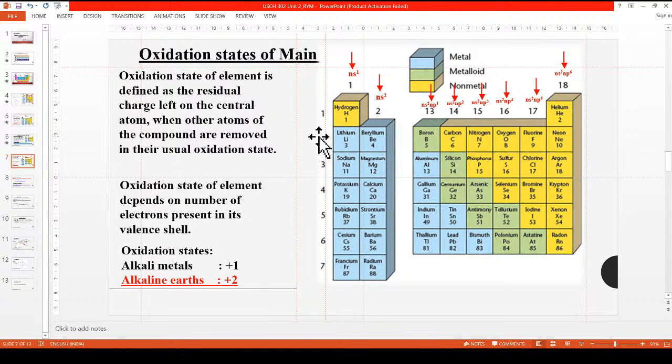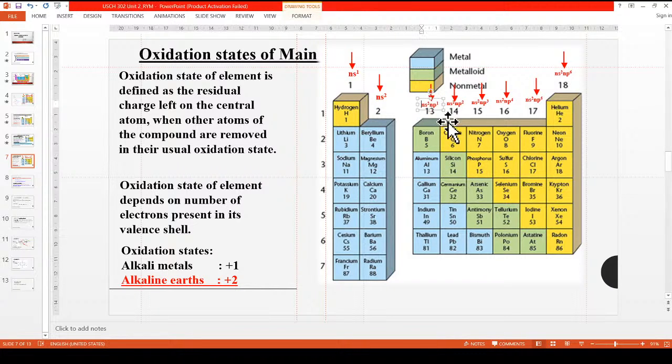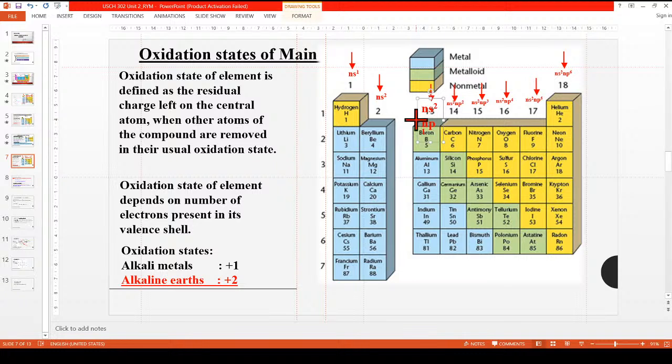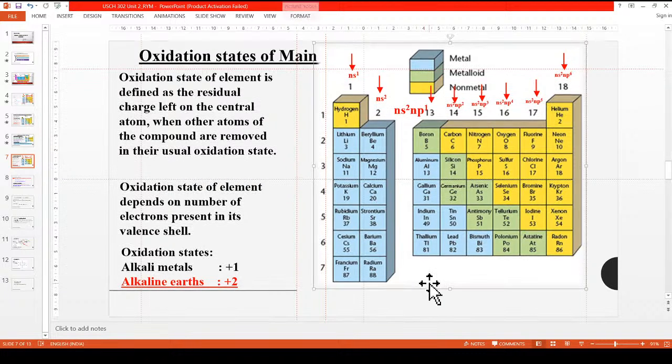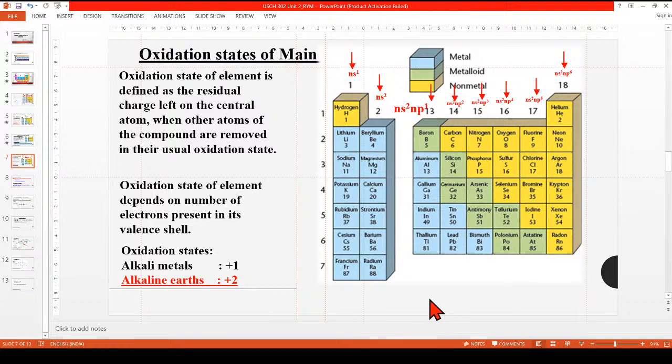Okay, boron lies in the second row. So therefore what n value will come? 2: 2s2, 2p1. This ns2 np1 is the general electronic configuration for the boron group.